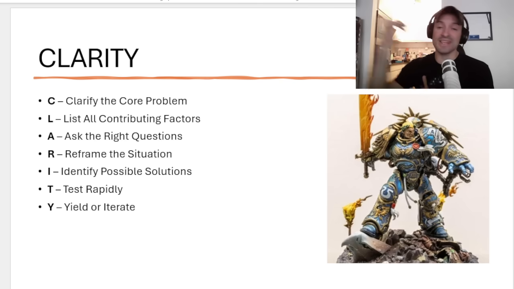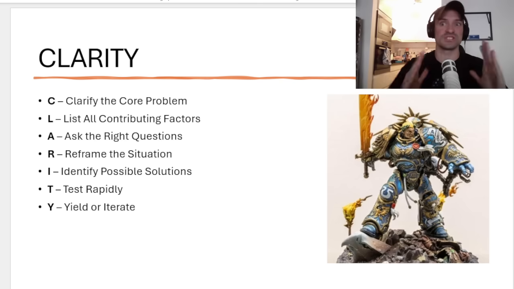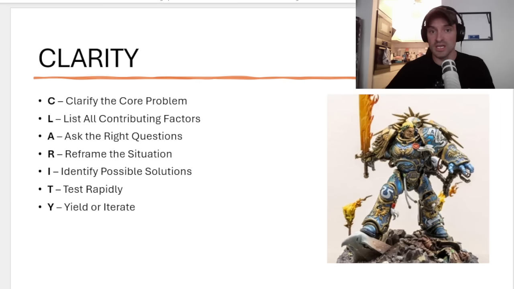So we've got to identify everything that can solve it. We're not even worried about which one is going to solve it best. We're just going to identify the solutions that could work, and then we're going to test our solutions. Then we're going to either yield, saying, okay, this doesn't work, or we're going to iterate, and say, this is how we're going to fix it this time. So this is the Clarity Framework, and hopefully you guys find tons and tons of value in it. Let's get right into it.